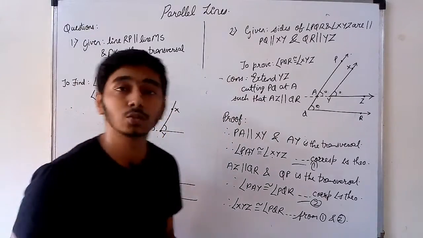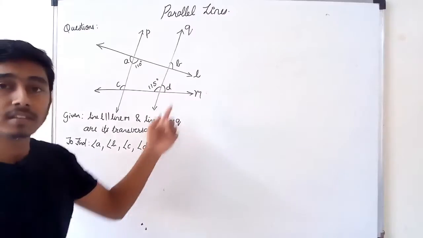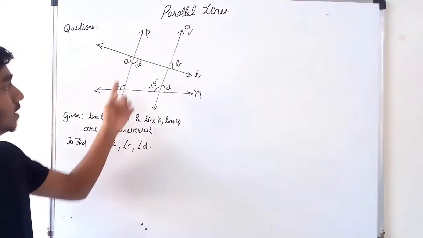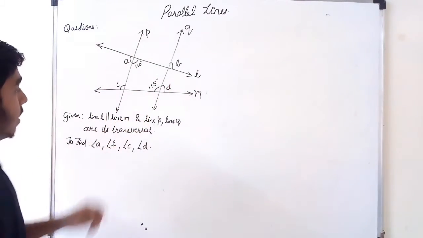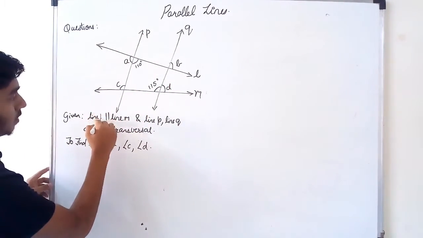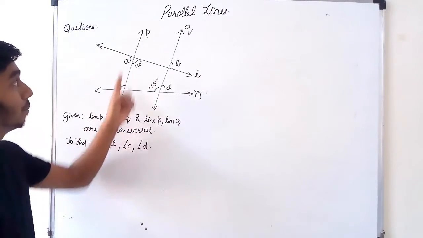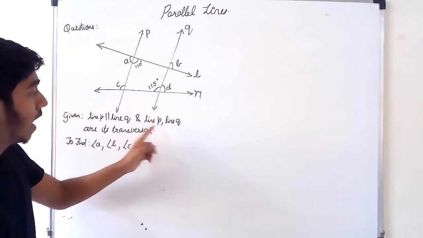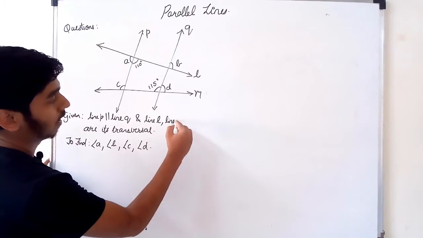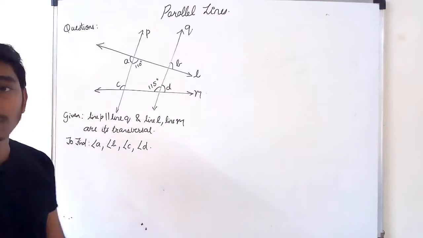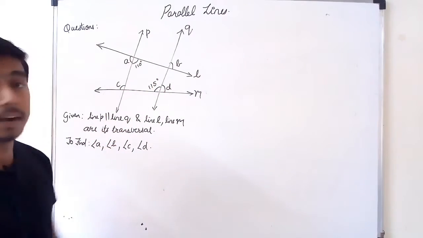So I hope you have understood these two questions. We'll take one more question now, and we'll end the topic here. This is another question, which says that line P and Q are parallel, and line L and M are its transversals. Okay, and we have to find A, B, C and D.